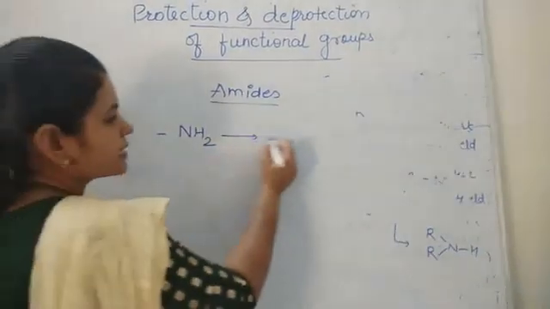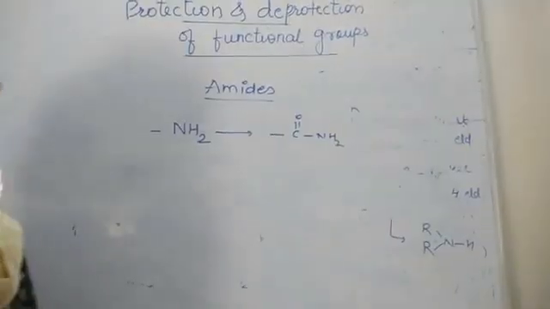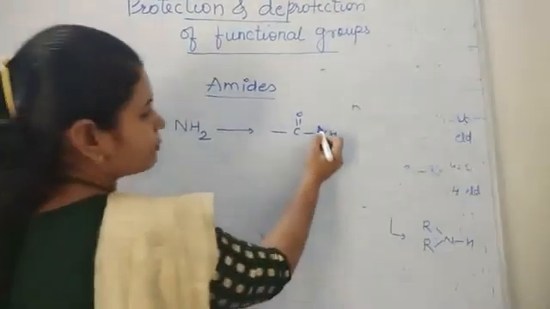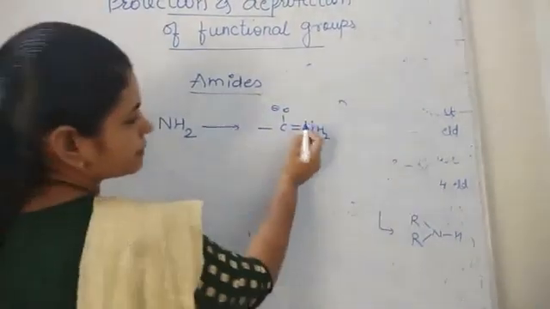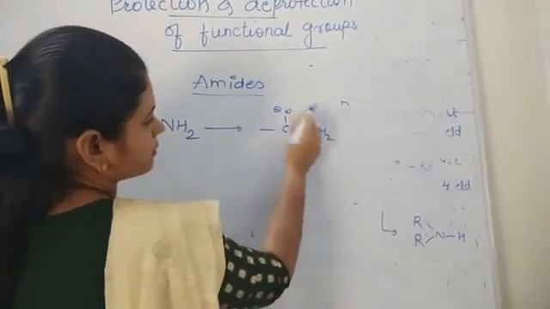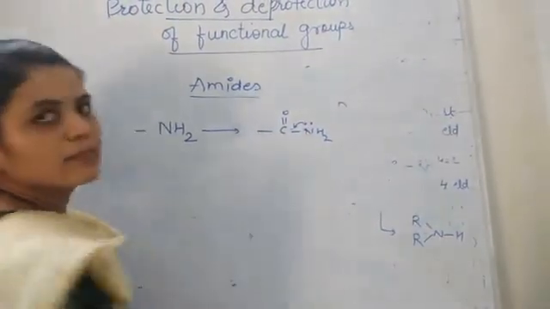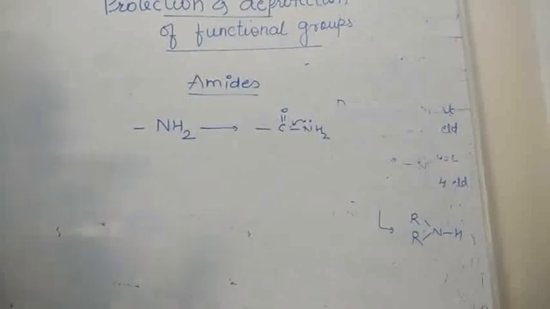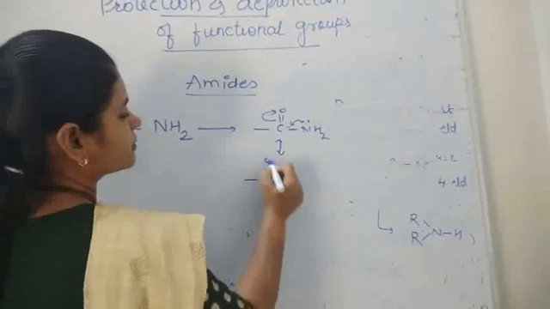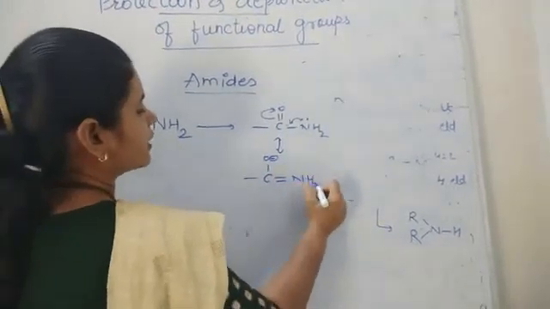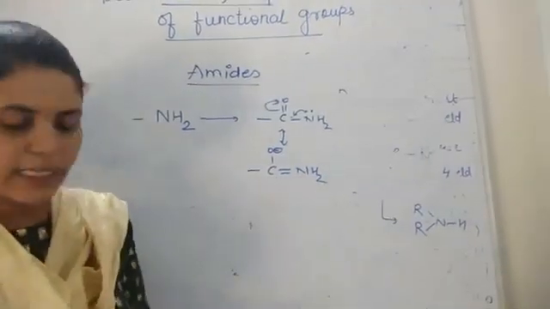That means if we convert this amine into an amide group, this nitrogen is now less susceptible to electrophilic attack. Now how? Because the lone pair on nitrogen can also be written like this. If we take the lone pair here, this bond opens and the compound gets a double bond with NH2. Because of this, the lone pair of the nitrogen is less available and the basicity decreases.